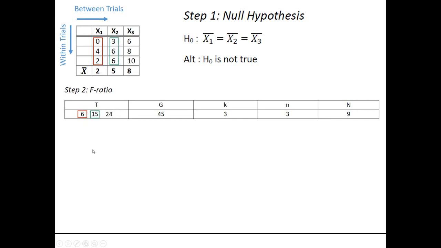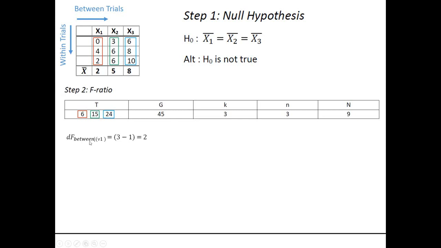Similarly, the x2 trial, shown by the green box, is going to be 15, and T of x3 is going to be 24. If I add all these together, I find that G is 45. The number of trials that I have is 3, the number of data points per trial is 3, and the total number of data points is 9.